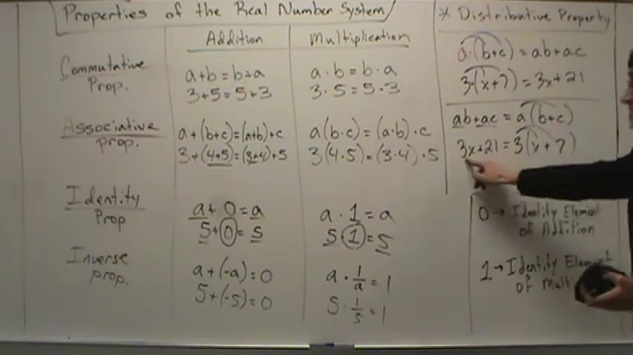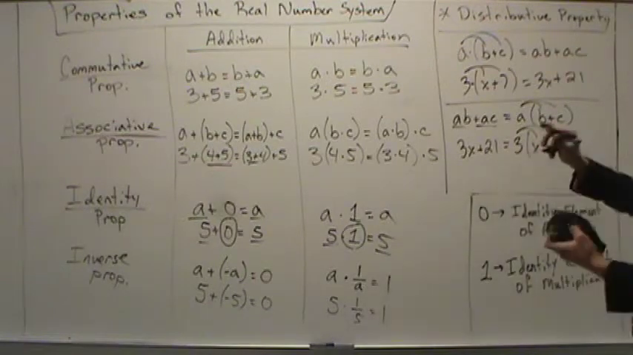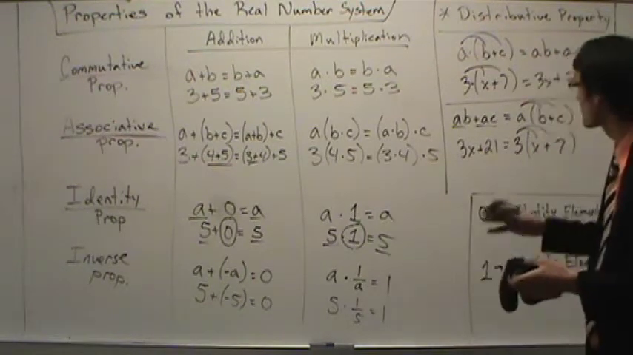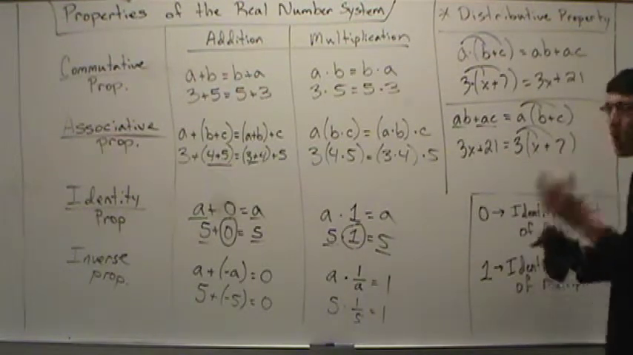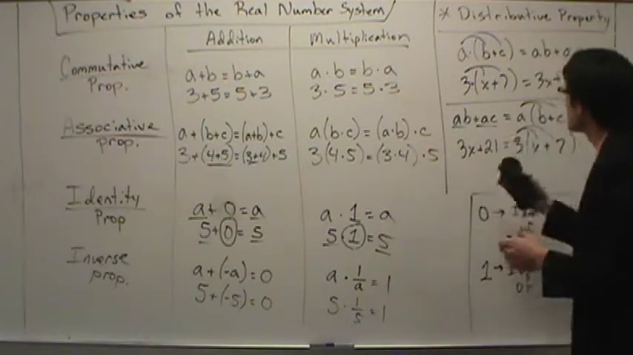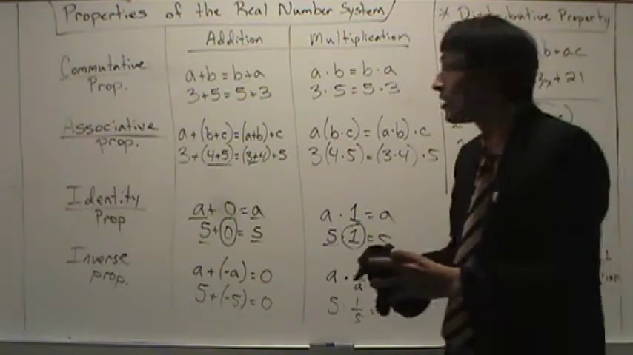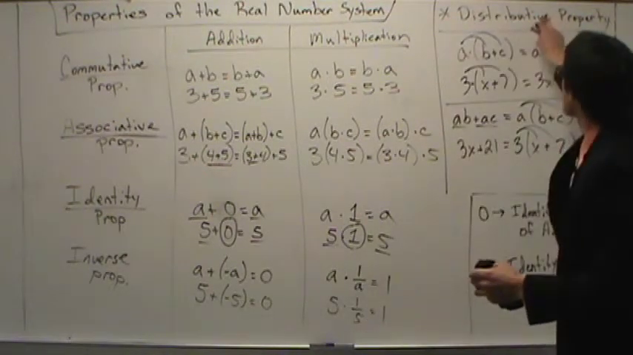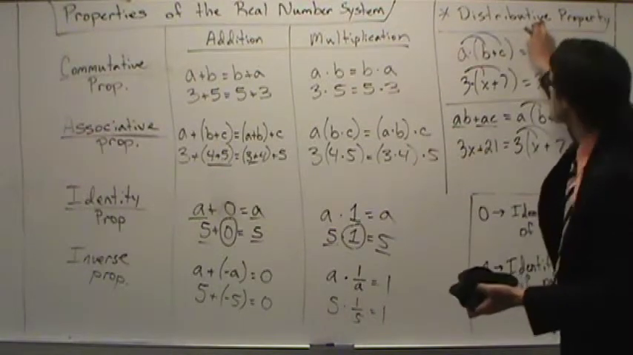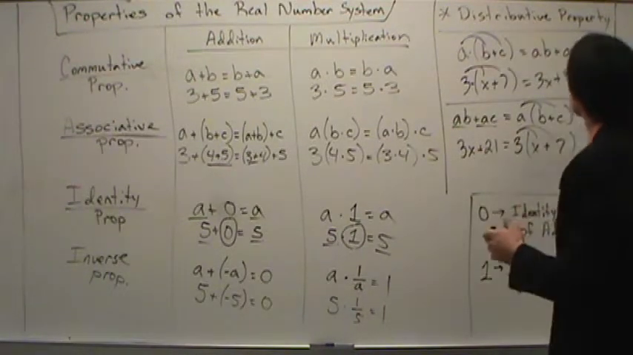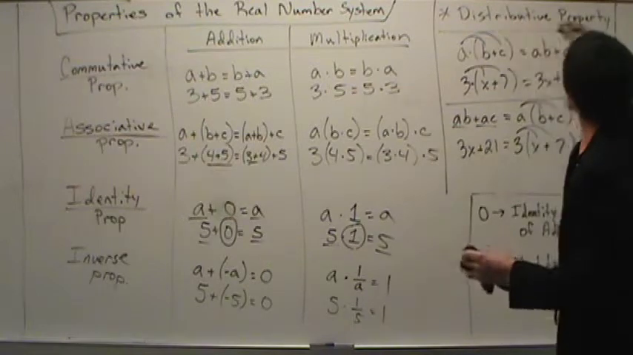So 3 times x is 3x. 3 times 7 is what? 21. So you have to be able to see this going forward. You have to see this going backwards. So you say, what do you mean multiplication distributes over addition? I will show you. The distributive property is everywhere. Once you start to understand this property, you start to unlock, I should say, the mysteries of this subject, algebra.